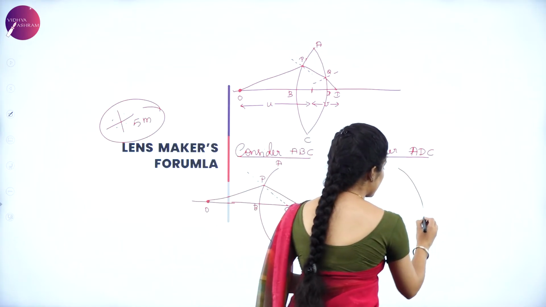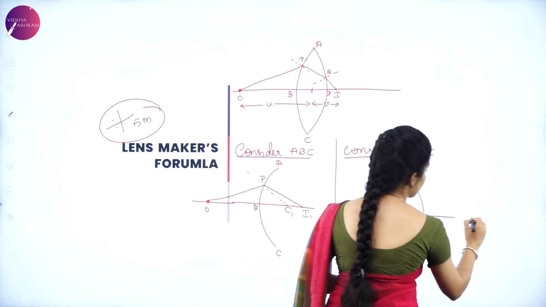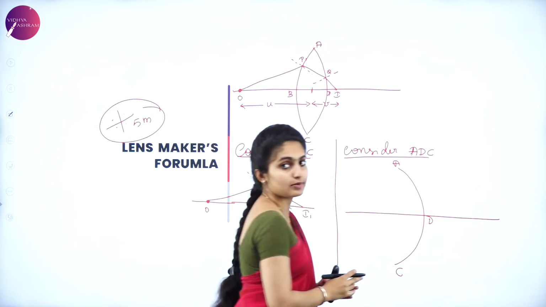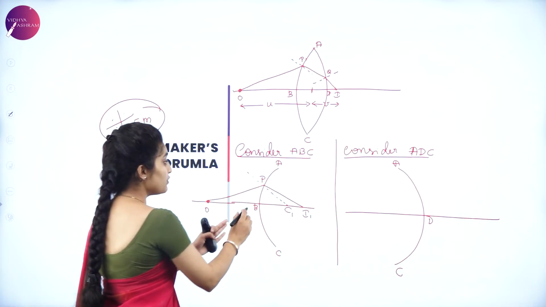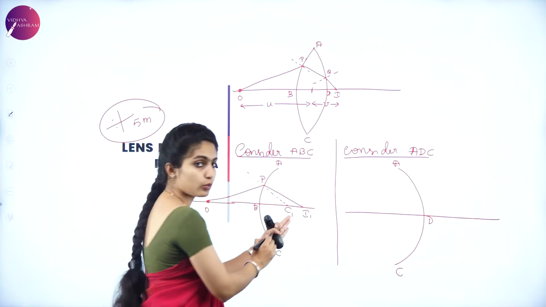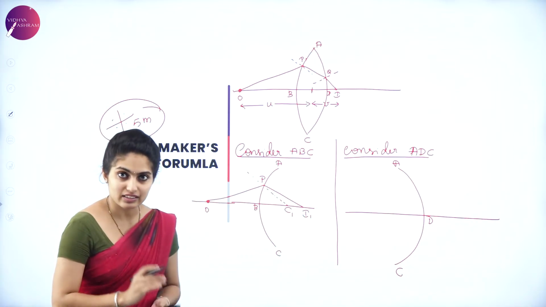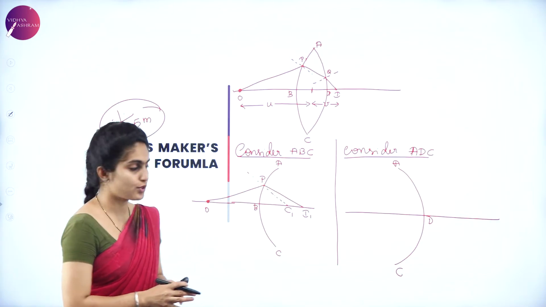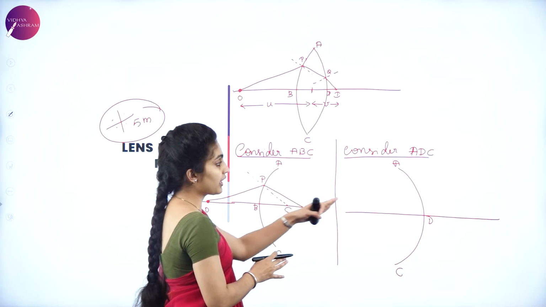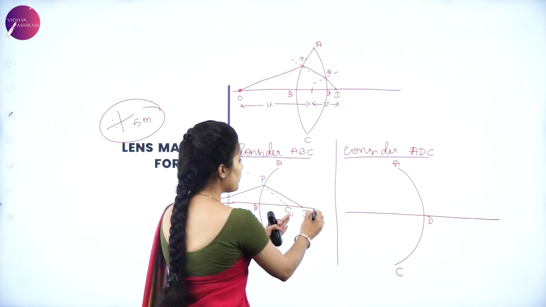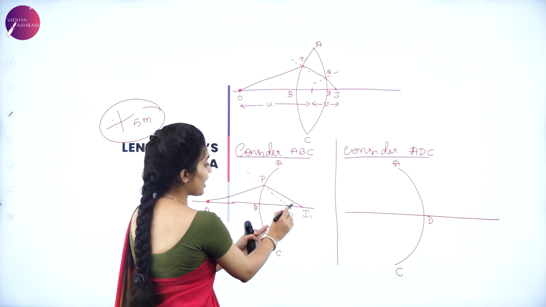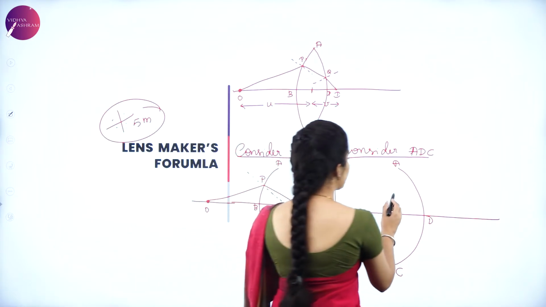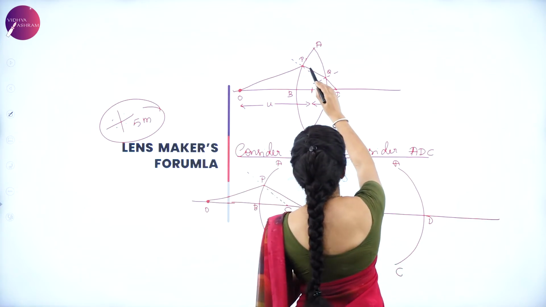If you consider part ADC, there is a principal axis passing through; this is called A, this is called D, and this part is called C. Now the virtual image which is formed over here, that is I1, for the second surface is considered as an object. So the object is placed over here, and again the light falls. I1 will be the object. The ray from I1 is called the ray of the object.